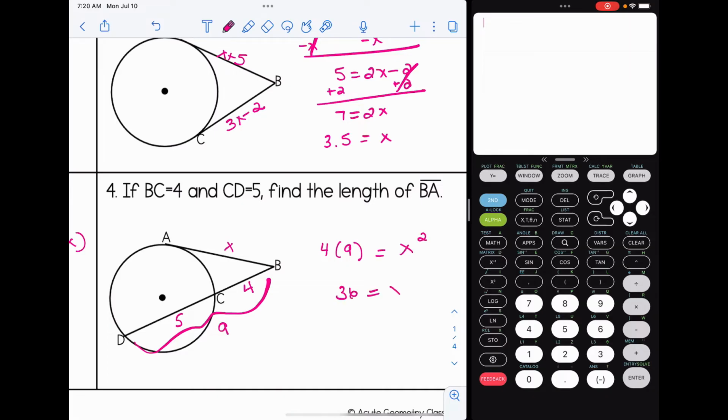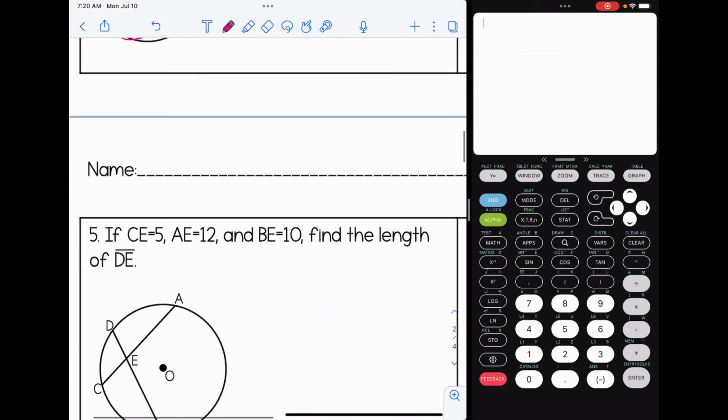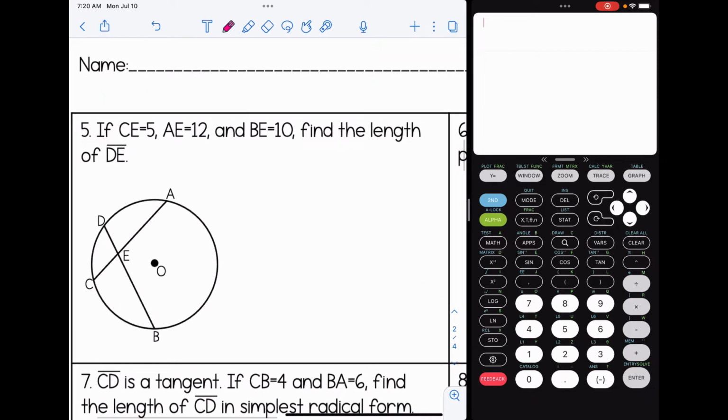So 36 equals x squared, and we get that x, or BA, is equal to 6. So again, just pay attention to the fact that this question didn't give us the whole secant, but we can quickly find it just by adding the 2 components. All right, we're going to continue to look at some more problems utilizing the segment rules.